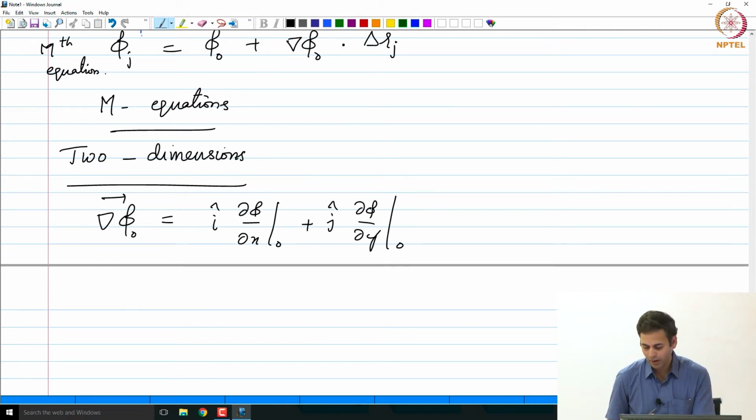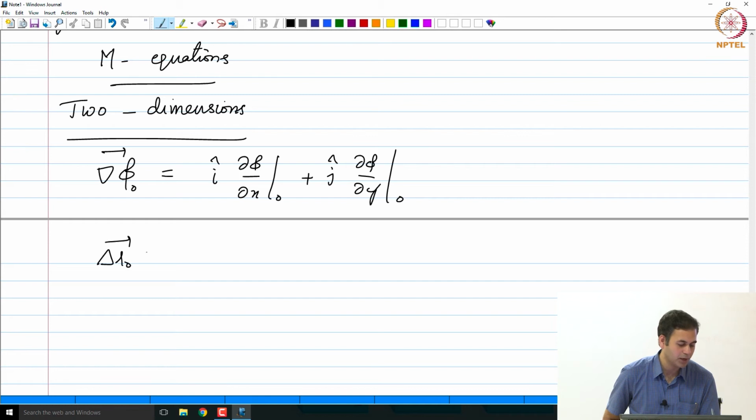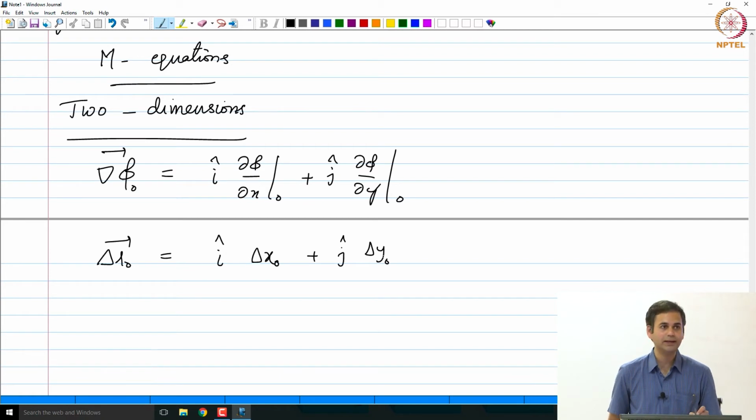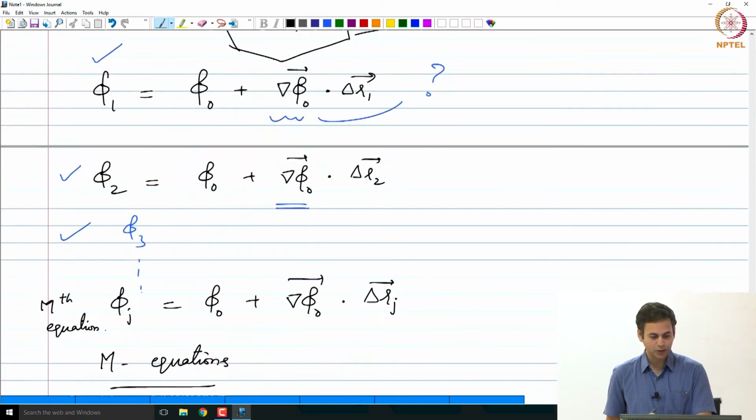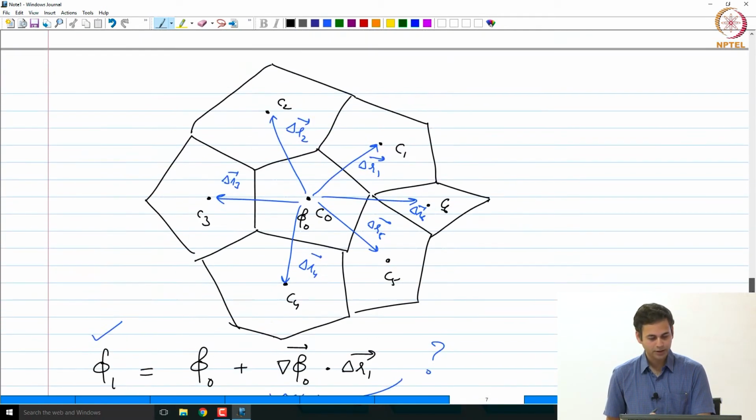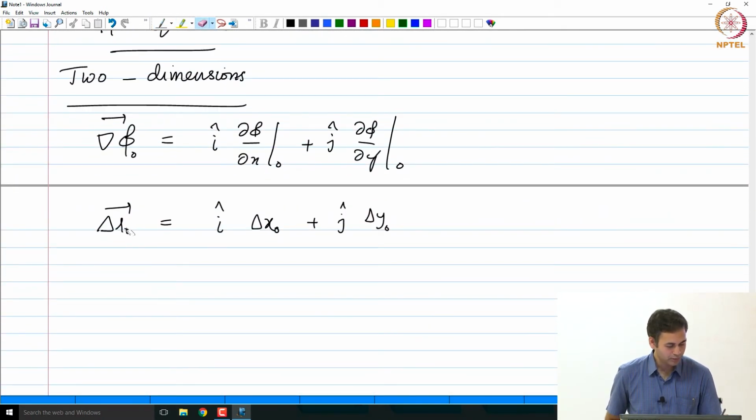This remains the same. What about delta R 0 bar? If you were to write it as a vector, this would be I hat delta x naught plus j hat delta y naught. Oh, sorry, we do not have delta R 0, we have delta R 1. So, all these should be sub 1s. So, this is delta R 1 bar, delta x 1, delta y 1. What is delta x 1? X 1 minus x 0, the x component distance between cell 1 and cell 0, okay. Fine. So, we have this.